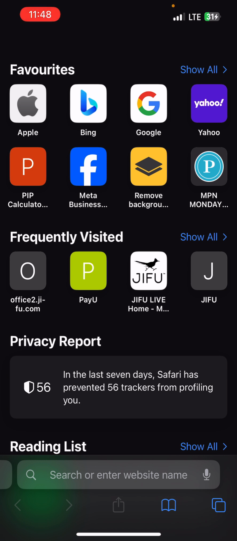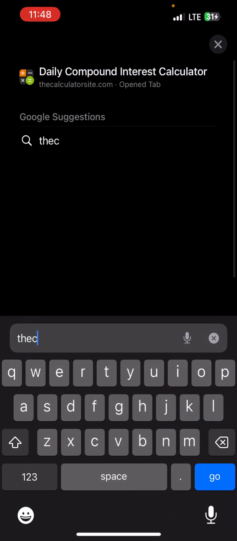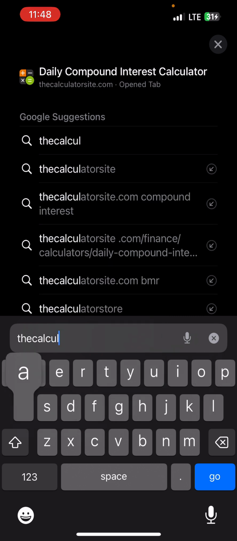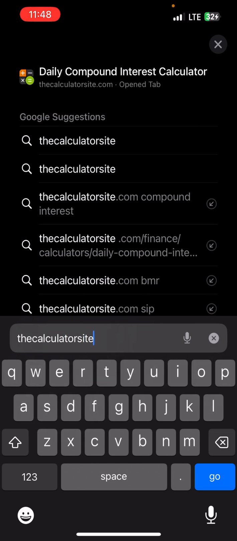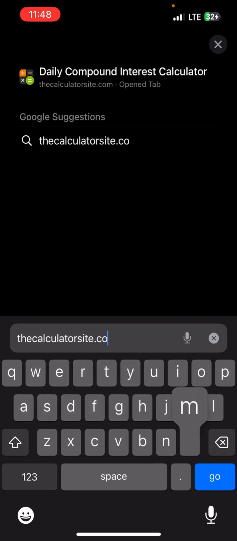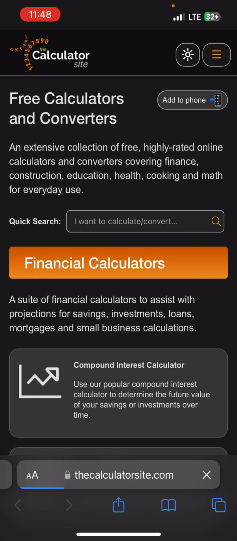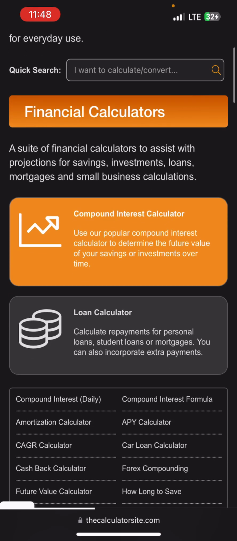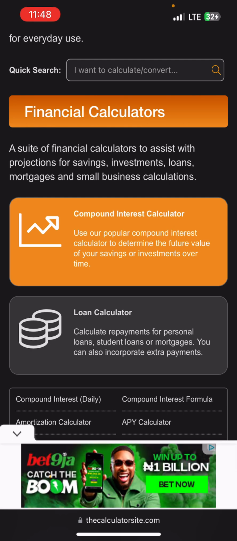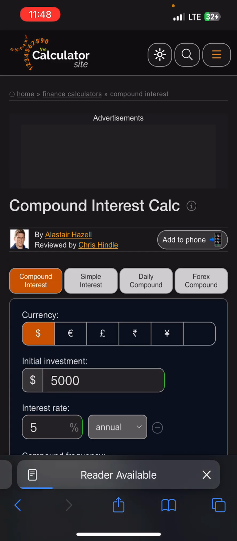So today we'll be talking about how to create a trading plan with your daily profit target. The website we'll be using is thecalculatorsite.com. So this is the website, all right? You scroll and then you click on compound interest calculator.